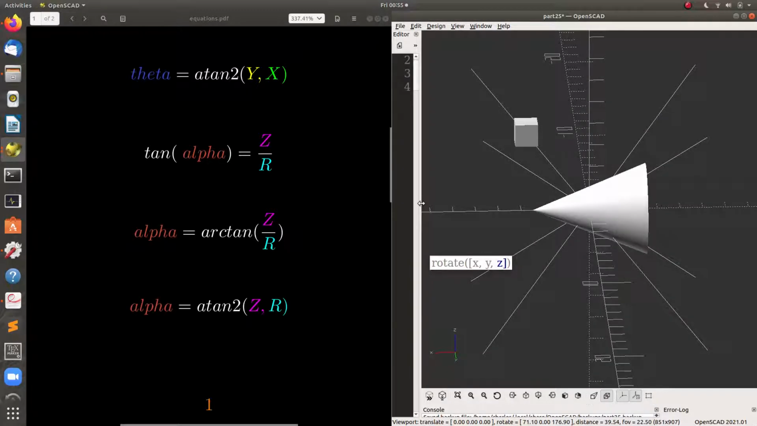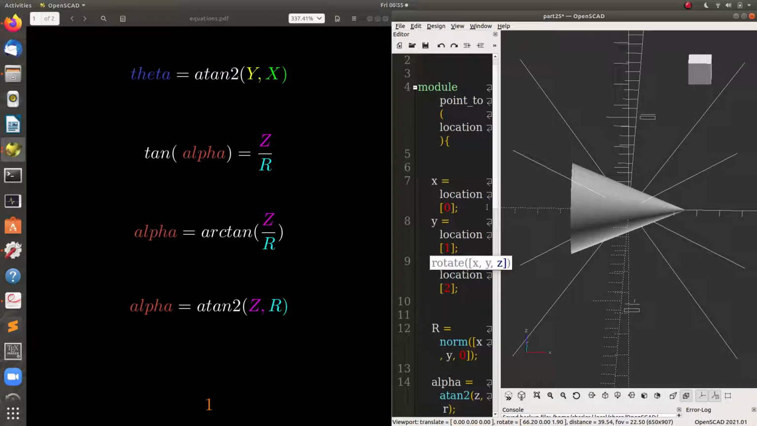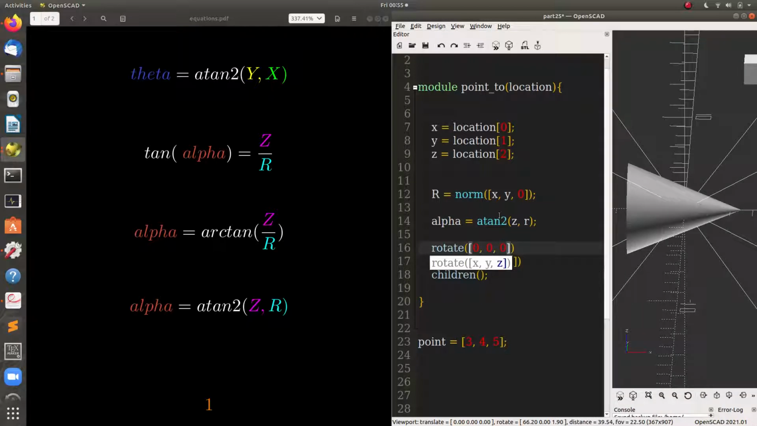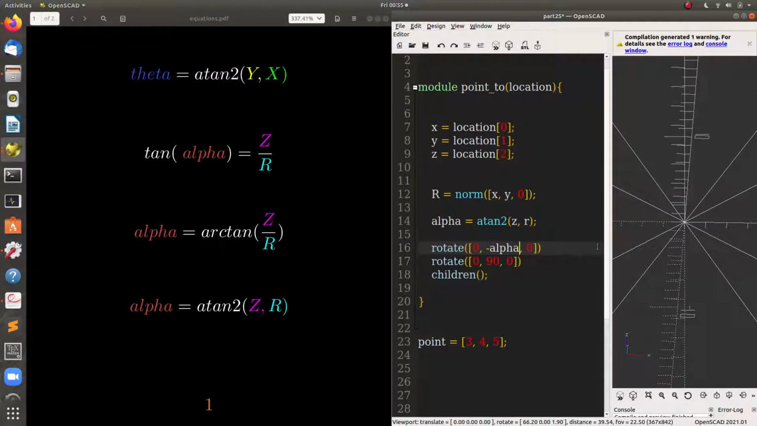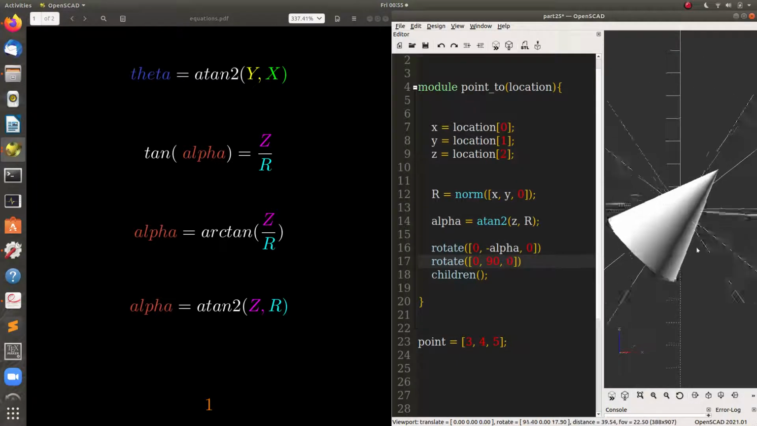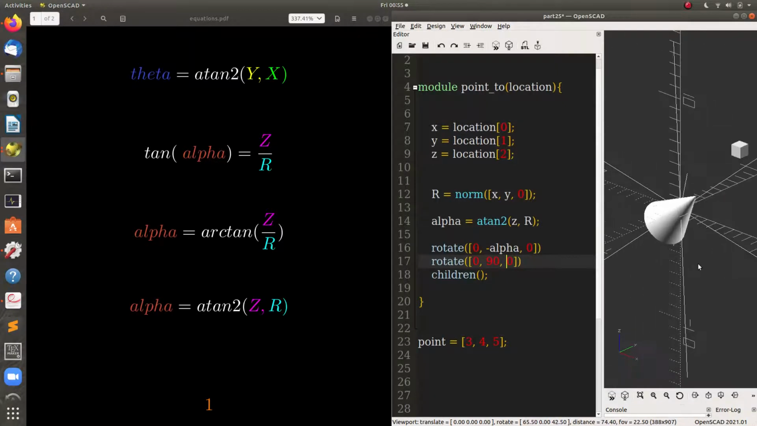So we want this to point up. So we're going to rotate it by alpha. Negative alpha, actually. Yeah, negative alpha. And I get an error. Oh, there's no r. Our little r doesn't exist. So we need big R. There we go. Okay.